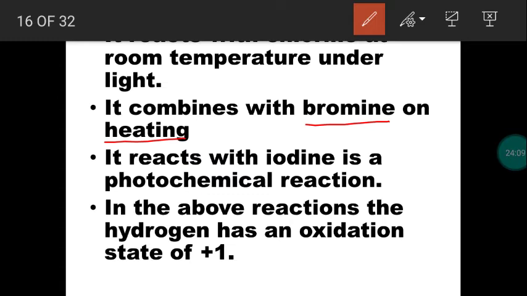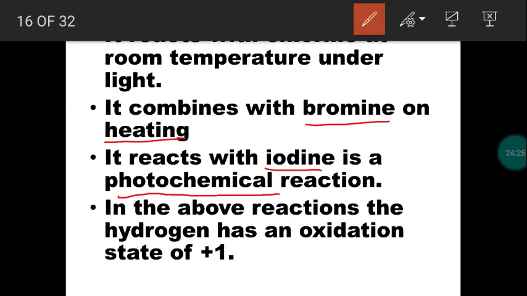But mixing iodine with the hydrogen, product hydrogen iodide will be obtained by what mechanism? Photochemical mechanism. So in the presence of sunlight, hydrogen combines with iodine, it produces hydrogen iodide. The mechanism is somewhat different.